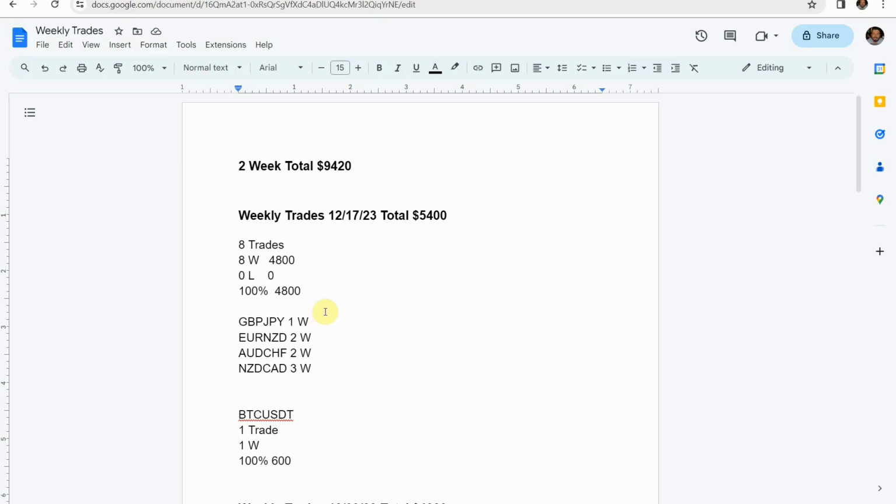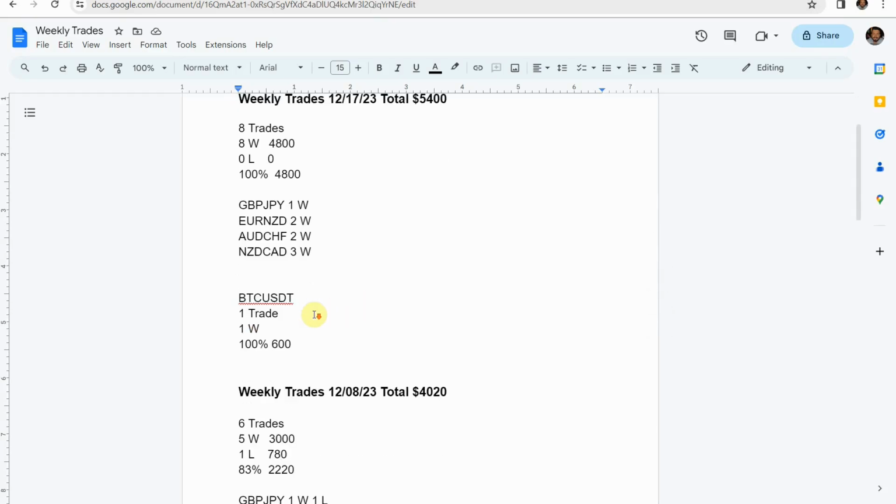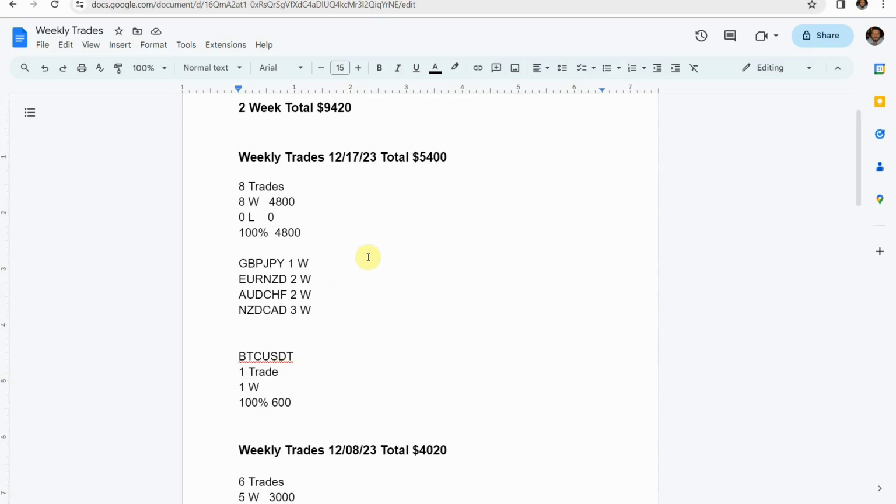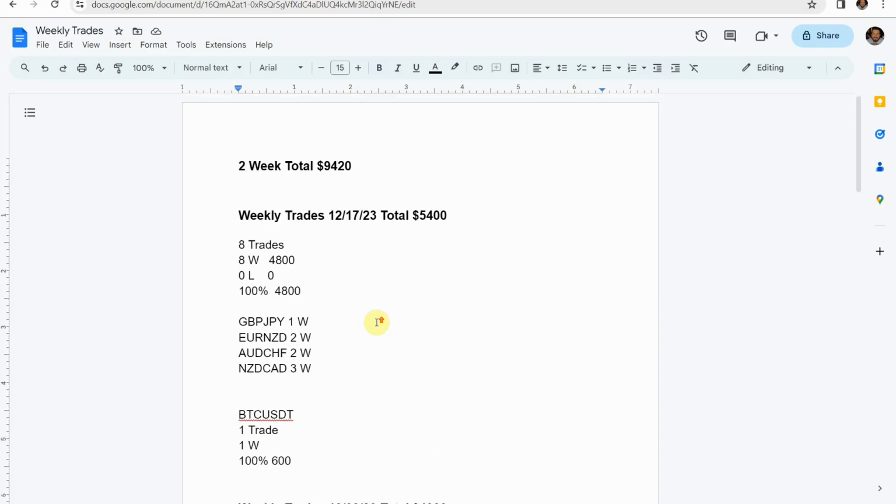So for this last week, we did 8 trades on the Forex pairs. All 8 trades were winning trades with a 100% win rate, a gain of $4,800. And on the crypto coin here, we also had 1 trade with 1 winning trade, a 100% win rate, again with a gain of $600 there. So this was a total gain of $5,400 for the week on these trades, and we add this to the previous week, and that gives us the 2-week total here of $9,420. Would have been a really nice profit for really any account.